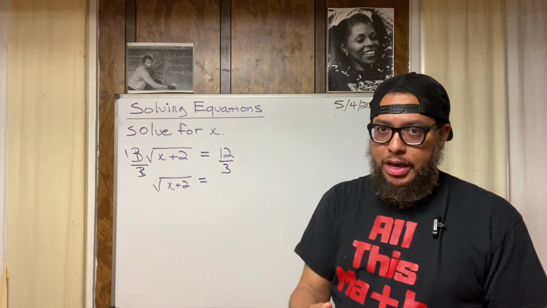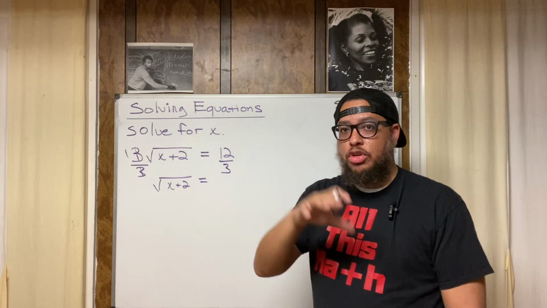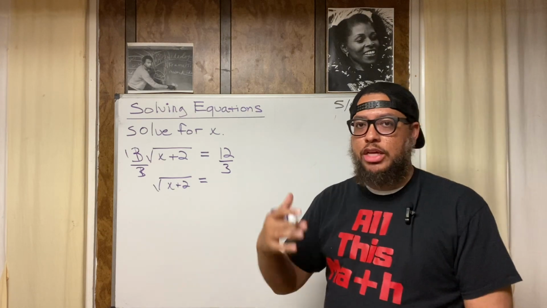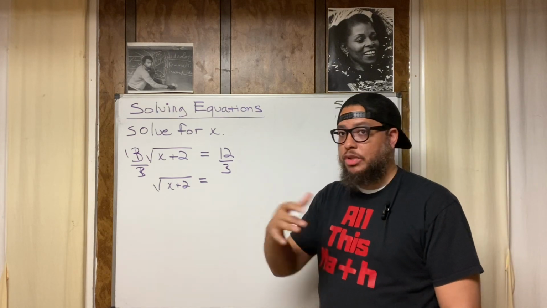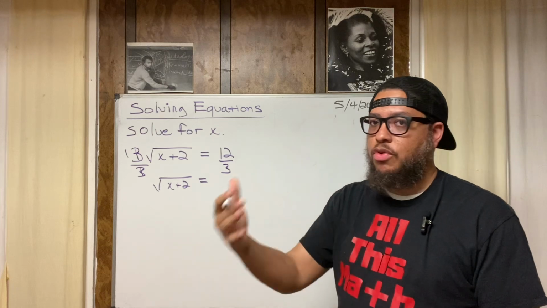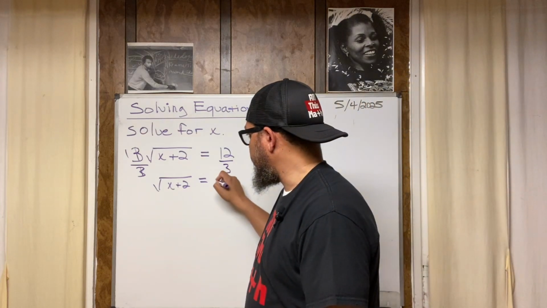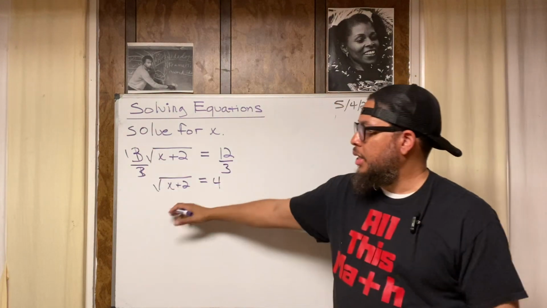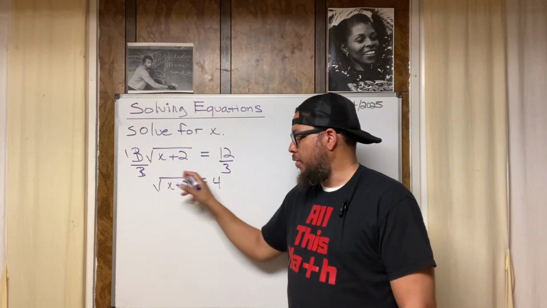You got to know your division facts. If you know your multiplication facts, then your division facts will come naturally, because they're just the opposite. 3 times 4 is 12, so 12 divided by 3 is 4. Boom. Now we got rid of the 3. Now we got to get rid of this radical sign. Got to get rid of the radical.